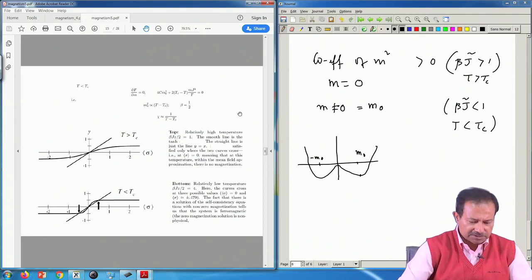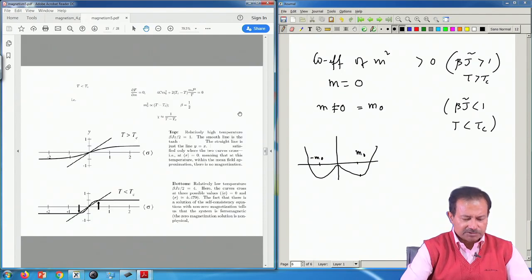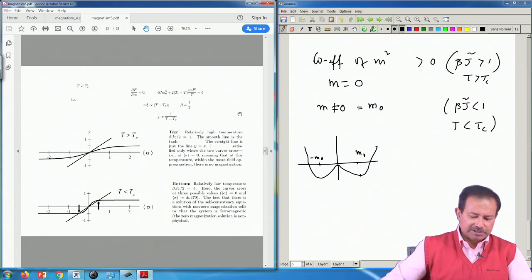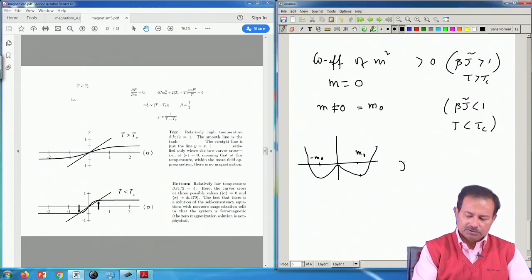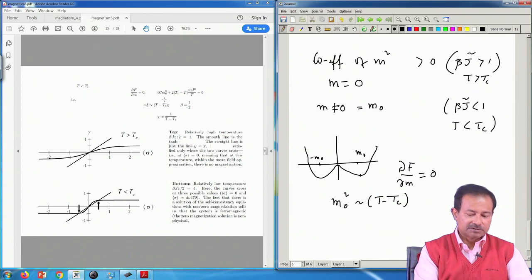So, this is again the same thing. From that one can actually do more. If you set del f del m equal to 0, you can find out the value of m naught, and you can see that m naught square is proportional to T minus T c. It is just one line calculation, I leave it for you to do, and that means m naught goes as T minus T c to the power half.